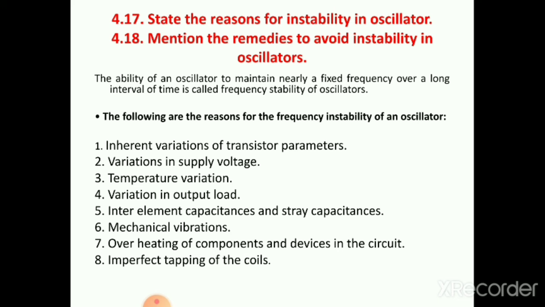Variations in supply voltage: as we can see, the supply may not be constant, so in the input stage we have to use an RPS, a regulated power supply. Temperature variation: the temperature can vary, right? Variation in output load: whatever load we connect to this circuit may have different input impedances, and they can vary. Inter-element capacitance and stray capacitance, as I have already stated.